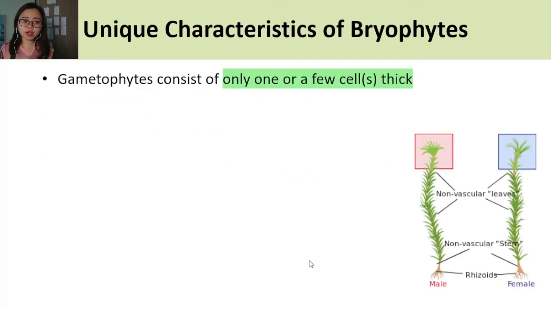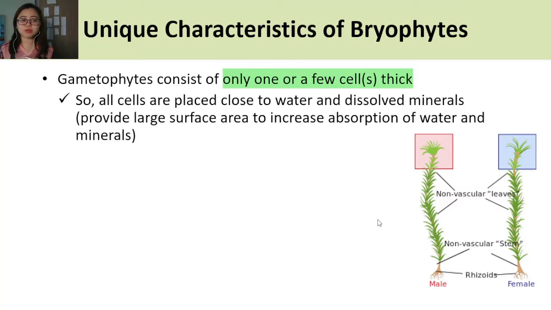And the gametophytes consist of only one or a few cells thick. Dia sangat nipis, beberapa sel ataupun kadang-kadang satu sel saja tebal dia. So all the cells are placed close to water and dissolved minerals, and this will provide large surface area to increase absorption of water and minerals.